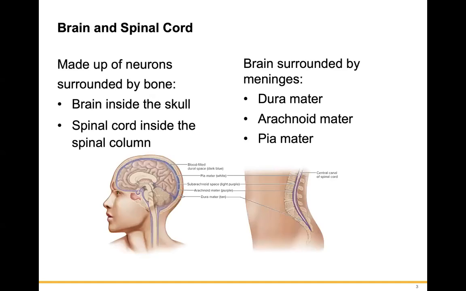So the brain and spinal cord are made up of neurons surrounded by bone. The brain is inside the skull, and the spinal cord is inside the spinal column. In addition, these two structures are surrounded by structures called meninges, and there are three layers to the meninges. We have the dura mater, which is the outermost layer. This is the most durable. The arachnoid mater, and then the pia mater, which is directly attached to the brain and spinal cord tissue.